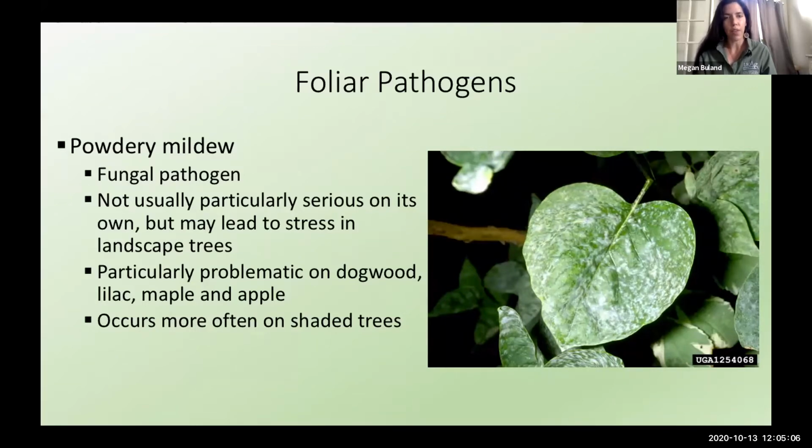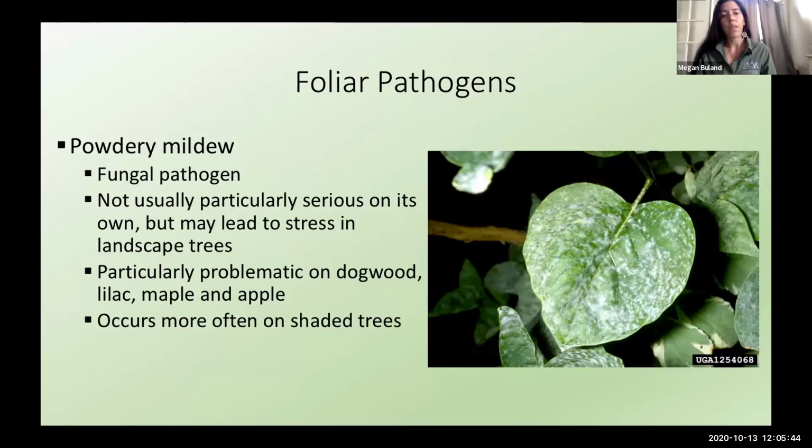So powdery mildew is a good example of a foliar pathogen that we see a lot in landscape trees around here. This is a fungal pathogen, and so it's feeding upon the tissues of that tree leaf. It's where the fungus is deriving its energy from. This is what most foliar pathogens that are fungi do. It's not a particularly serious issue on its own, but it can lead to stress in landscape trees. And it's most often an issue on trees that are heavily shaded because fungi like those moist, shaded conditions. It's a very habitable environment for them, and trees that are in those conditions are a more favorable environment for powdery mildew.